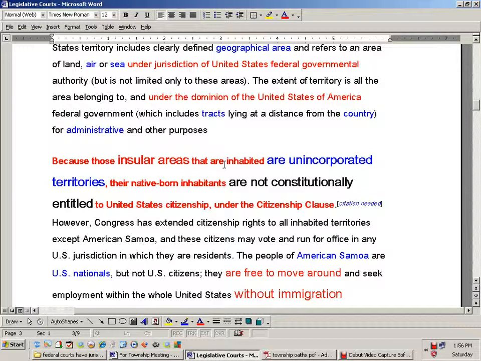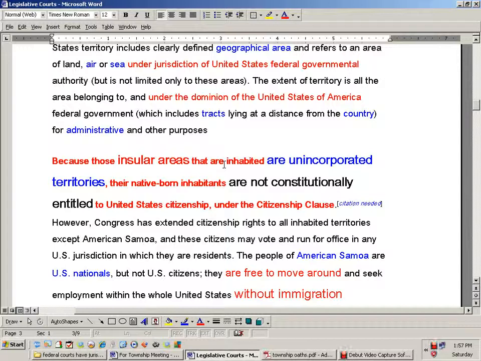However, Congress has extended citizenship rights to all inhabited territories except American Samoa. Excellent. They say you can't be one, yet they'll give you the right to do so. And so if you're a native born inhabitant and you become a United States citizen, you just did an unconstitutional act, man. You committed treason. So let's pay attention to American Samoa.